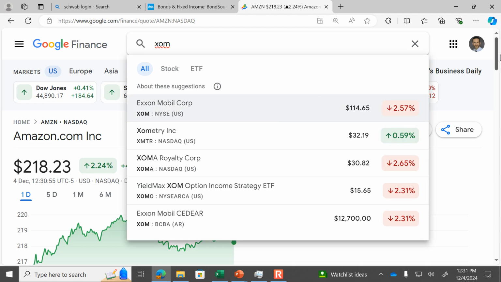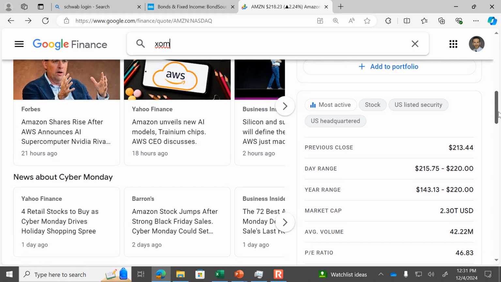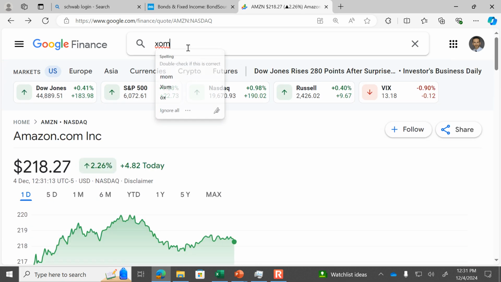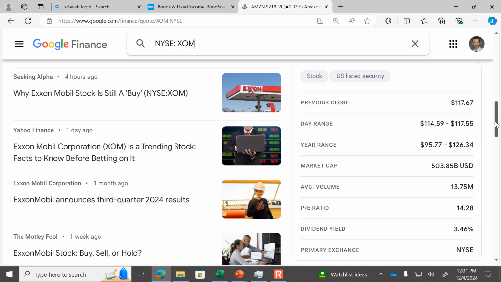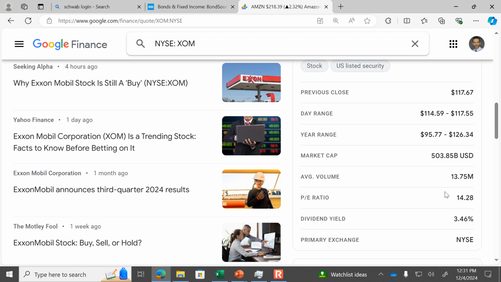So Amazon's price to earnings, what was it, 46? 42. ExxonMobil is an oil company, and let's look at its statistics. Its price to earnings is only 14. So what that means is for every dollar of earnings that they receive, you're only paying $14 to get a dollar of earnings. So relatively speaking, it's less expensive to buy Exxon's profits compared to buying Amazon's profits.